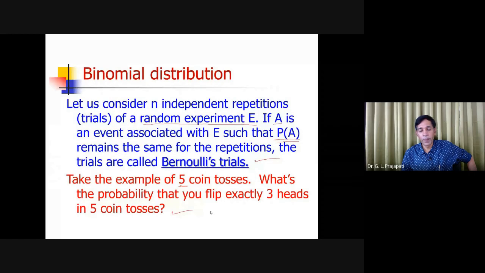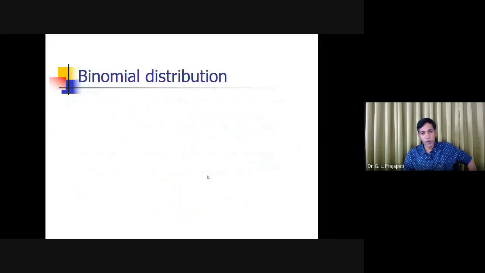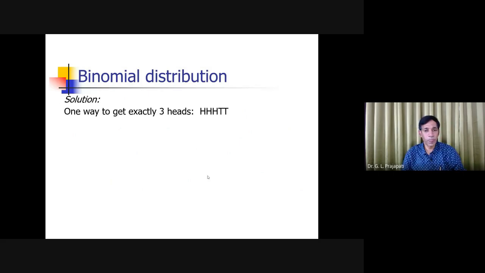So see that every time you toss a coin, the probability for head and tail is fixed, means it is constant. The number of observations is fixed. How many times? 5 times you are going to toss the coin. And here the probability is not going to change, it is constant. And the outcome is 2 only, either head or tail. So you can go for the binomial distribution. So how can you go for the binomial distribution? First look at the solution. One way to get exactly 3 heads is like this.